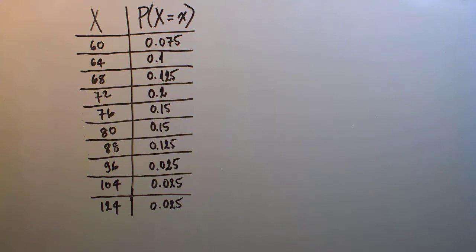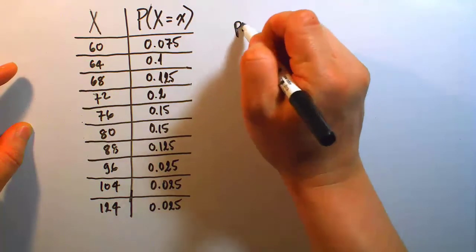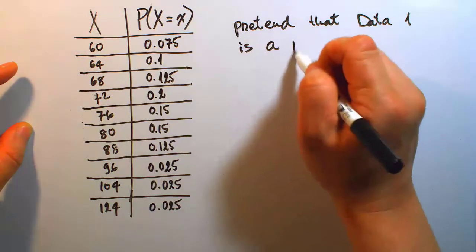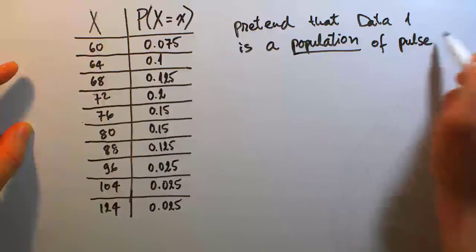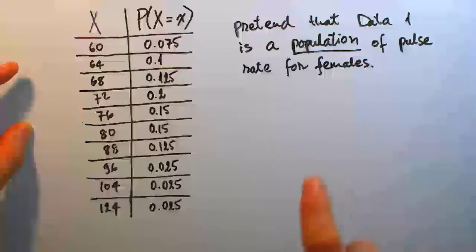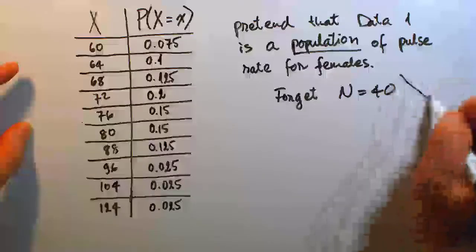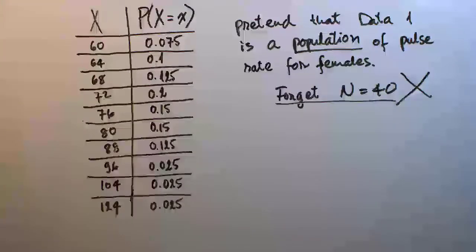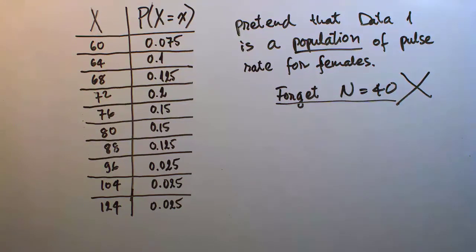To have a better understanding of population data, let me put back that data 1 here again. But this time I really need everybody who views this video to pretend. We're going to pretend that data 1 is already a population of pulse rates for females. Consequently, let's forget about n being known to be 40. Let's put it out of your mind. Forget about n equals 40, because we're going to pretend that we have some really big data. Let's pretend our data 1 is a population data, a population of pulse rates for females.